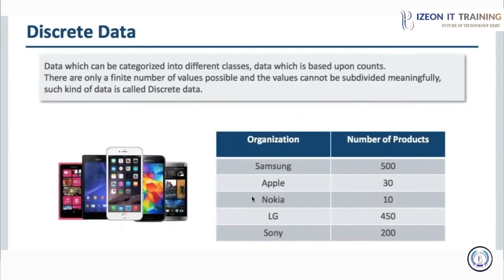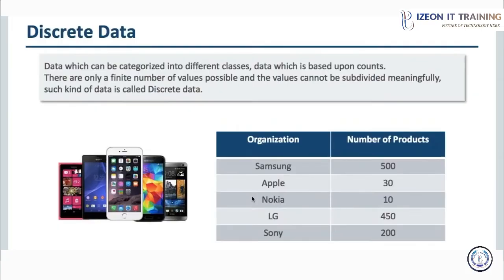Take a look at this example. We're talking about data related to mobile phone companies, and the mobile phone company is represented by the column called organization, having Samsung, Apple, Nokia, LG, and Sony. The number of products given by those organizations is presented in the column called number of products. So if you see, Samsung has a definite or discrete value of 500. Apple has a definite and discrete value of 30. These kinds of data are called discrete data, because we have a finite number of values possible with that particular data, or we can say product. You cannot further subdivide it. You cannot further change the units, because that's a discrete quantity we are talking about.